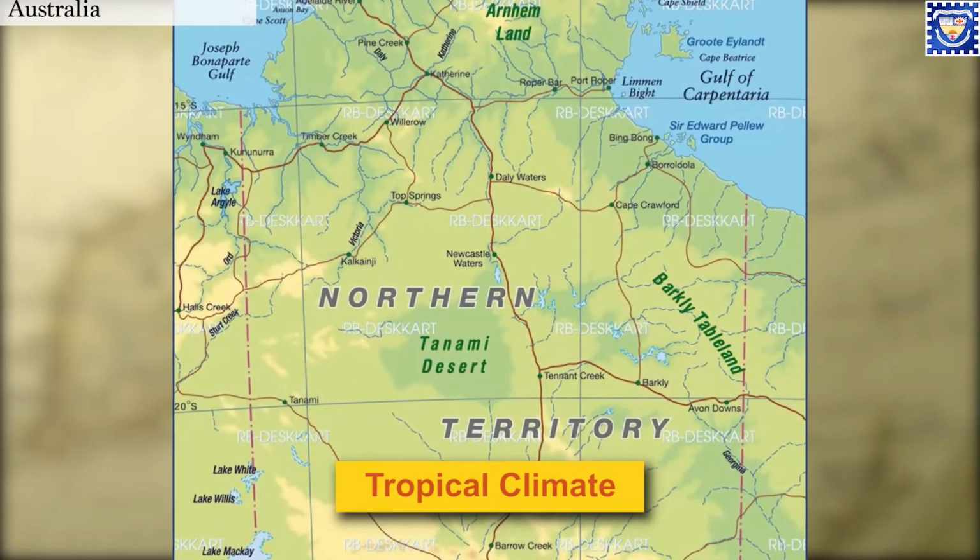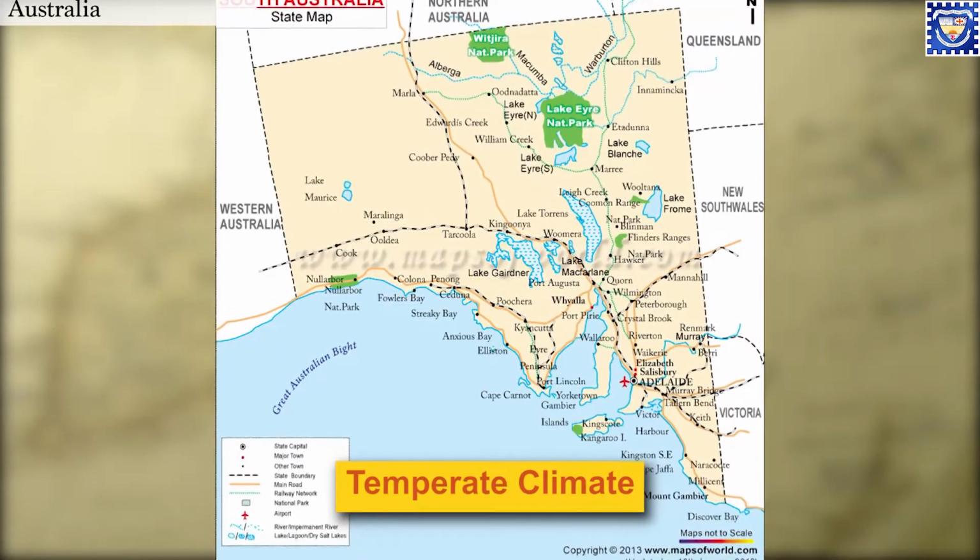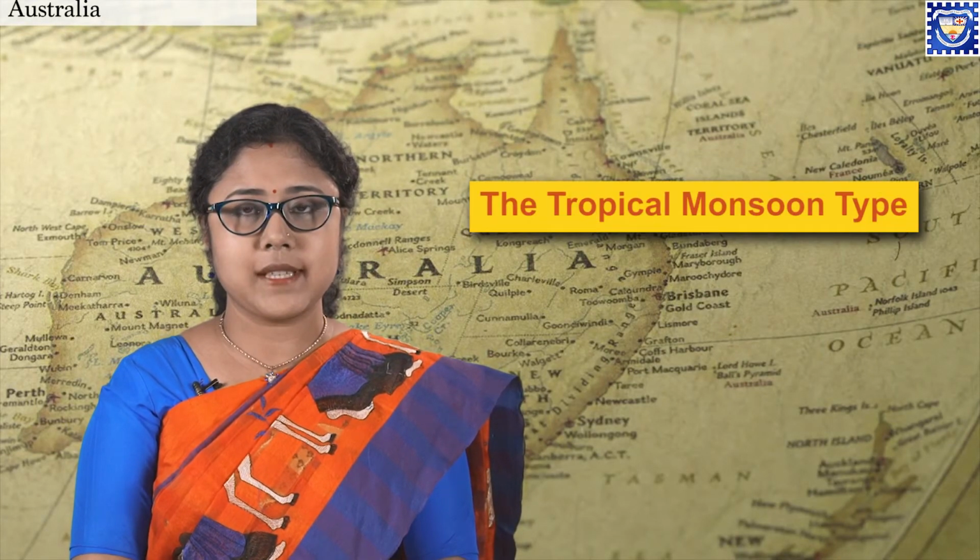Now we will know regarding the climate of Australia. Since the Tropic of Capricorn passes almost through the middle of the continent, the northern part of the continent has a tropical climate and the southern part has a temperate climate. Climatic regions of Australia are divided into the tropical monsoon type, the temperate type, the desert type and the Mediterranean type.